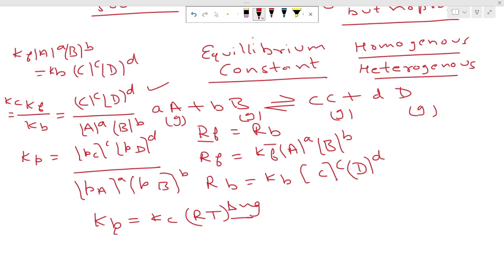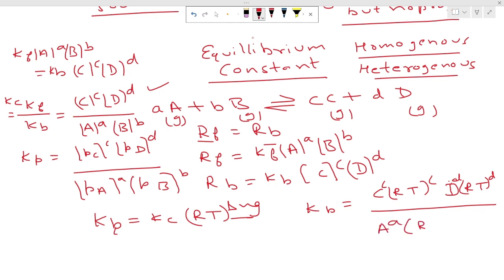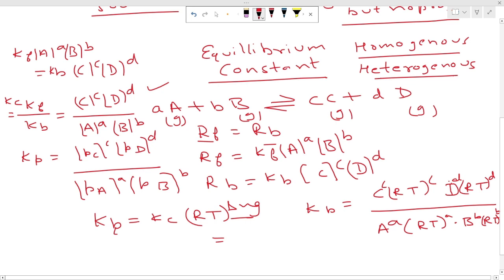We know that P equals CRT, by the universal gas law. So we can write Kp is equal to: here PC we can write as (CRT) power c, and here PD we can write as (CRT) power d, divided by (CRT) power a into (CRT) power b. Now this will be equal to C power c, D power d divided by A power a into B power b, into (RT) power delta Ng.